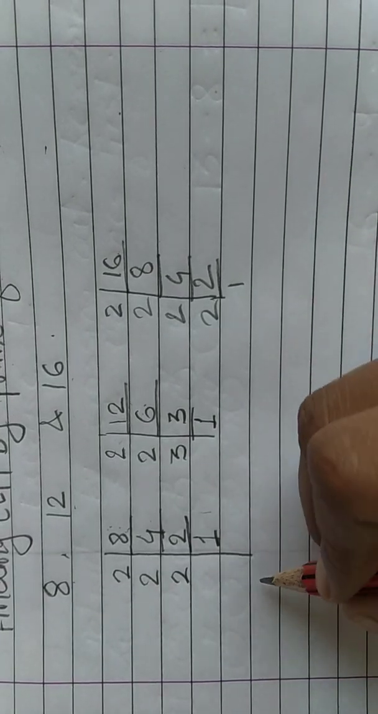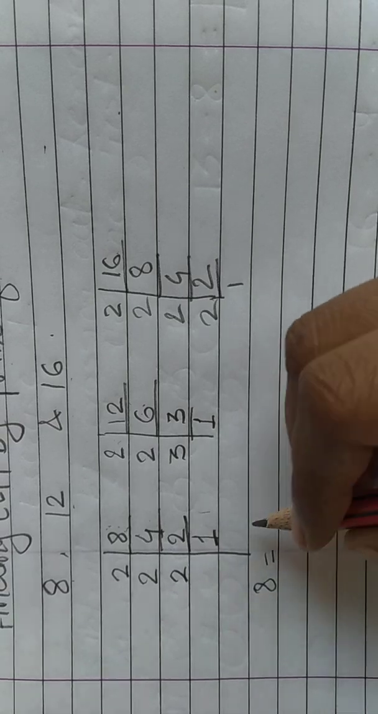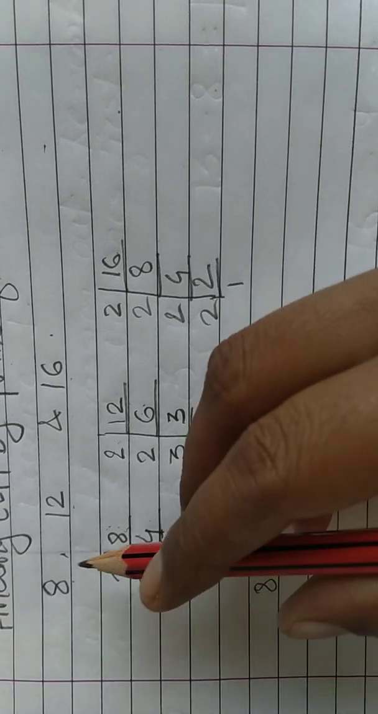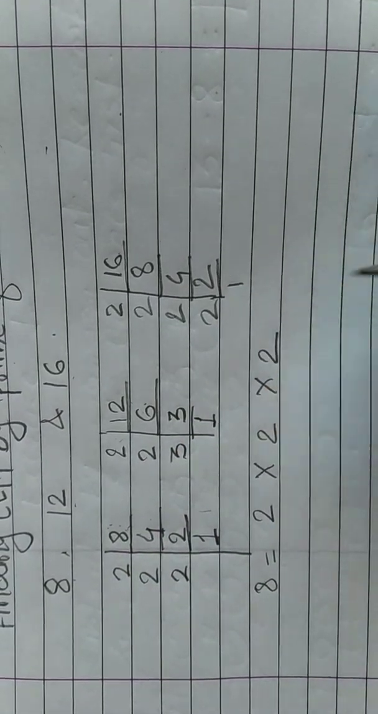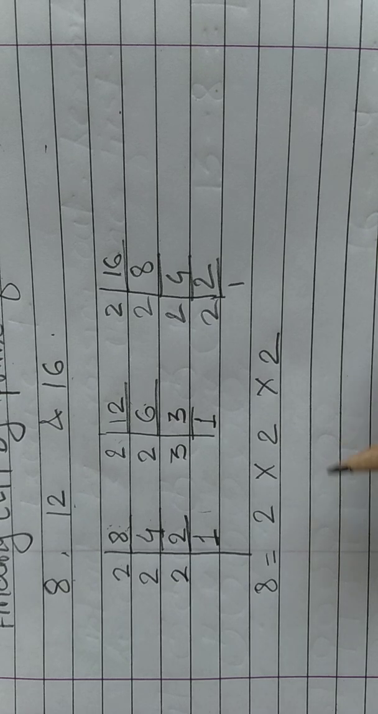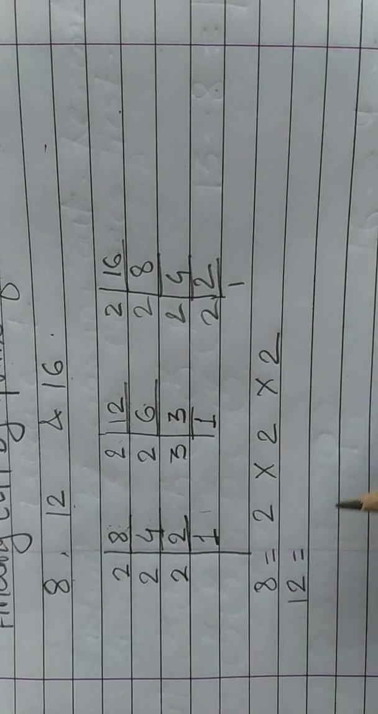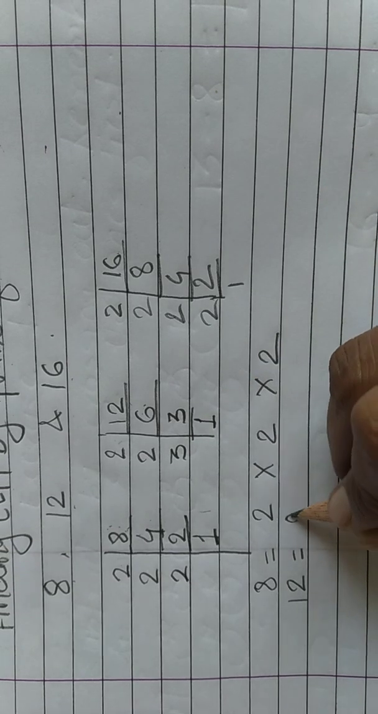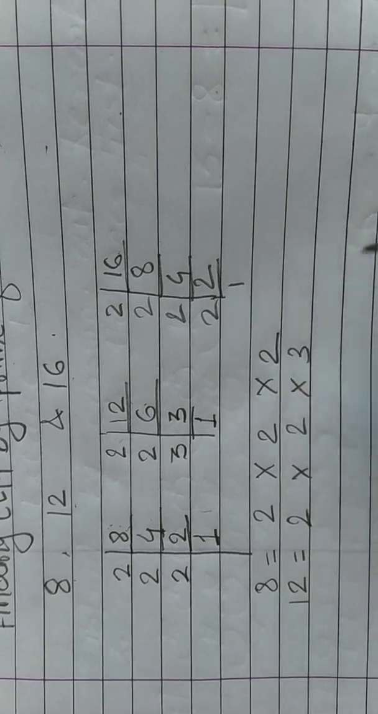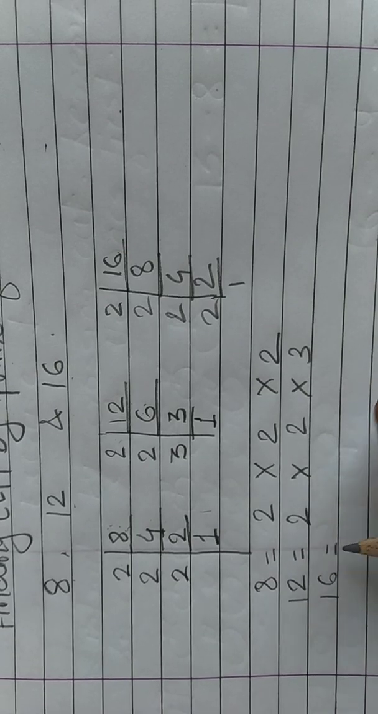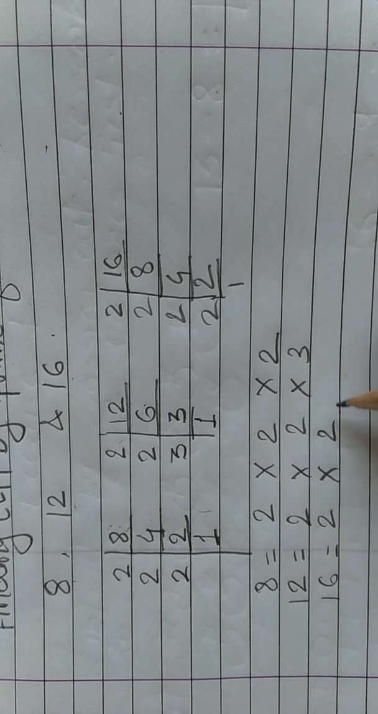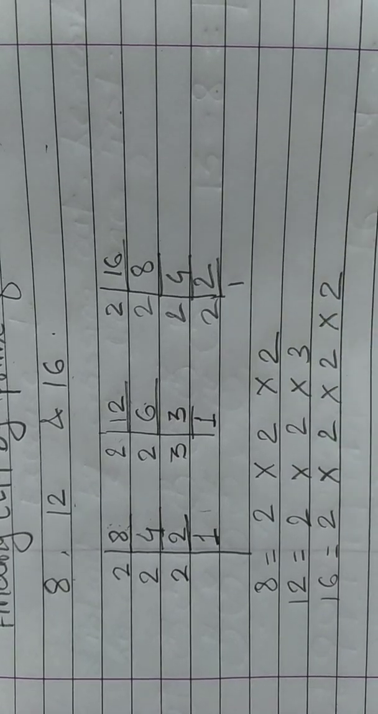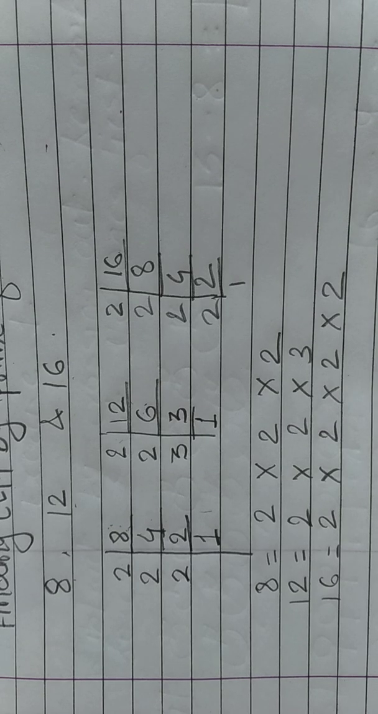After that we write the factors in the form of product. First we have to write the factors of 8 in the form of product: 2 into 2 into 2. So those are the factors of 8. Now we write the factors of 12: 2 into 2 into 3. And lastly we write the factors of 16, those all are the prime factors: 2 into 2 into 2 into 2. So in this way we write all the factors here.